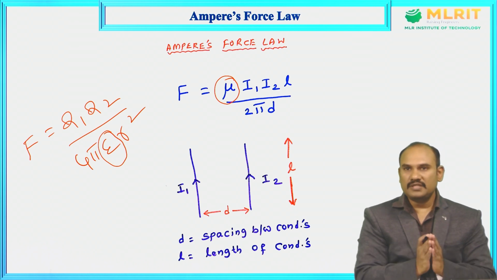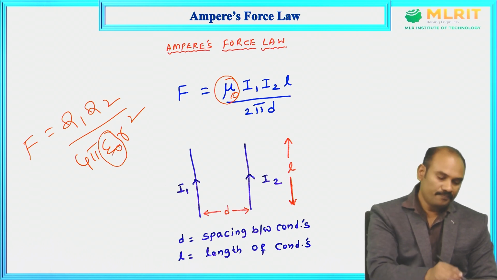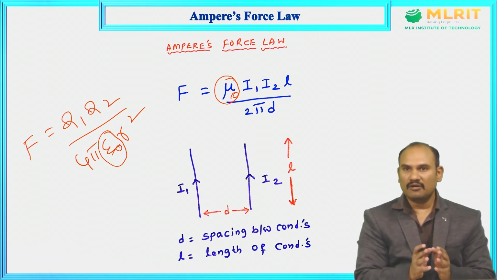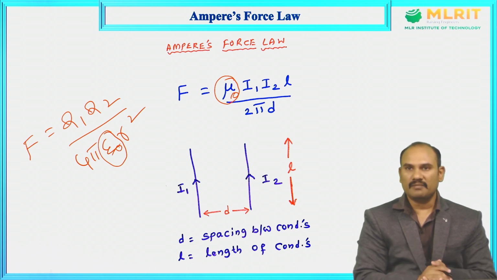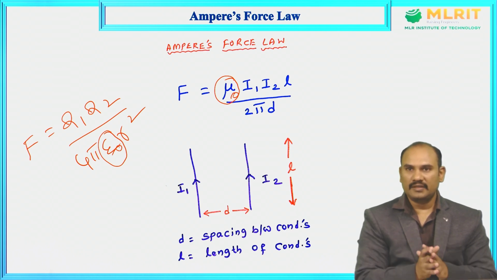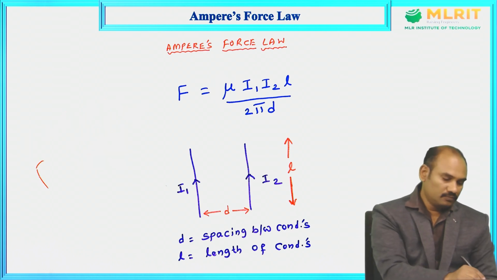For simplicity of analysis, if you take the medium to be free space, then mu will become mu naught, epsilon will become epsilon naught. However, in practice, the medium need not be free space always. It may be some other medium. So that's why I'm not taking mu naught and epsilon naught. If you want, you can take them for simplicity of analysis. So mu and here epsilon.